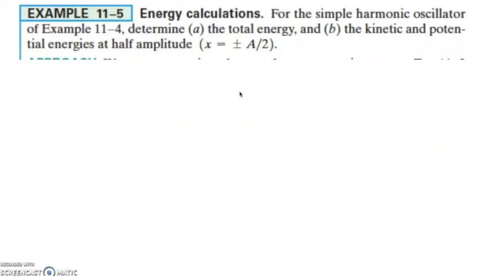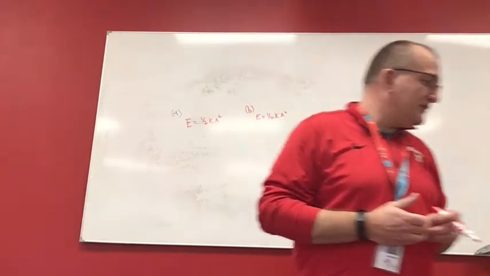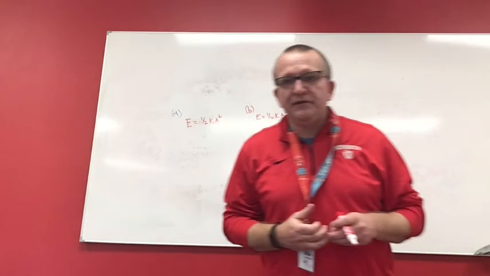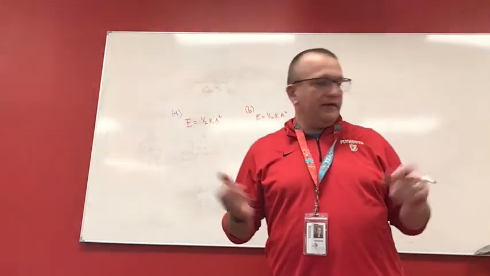And then for the simple harmonic oscillator that we've talked about, we want to find A, the total energy, and B, the kinetic and potential energies at half amplitude, where the amplitude is divided by 2. And we'll talk about those numbers. All right, so our spring system from before, now we want to calculate the total energy and the kinetic and potential energies at A/2, or halfway amplitude.